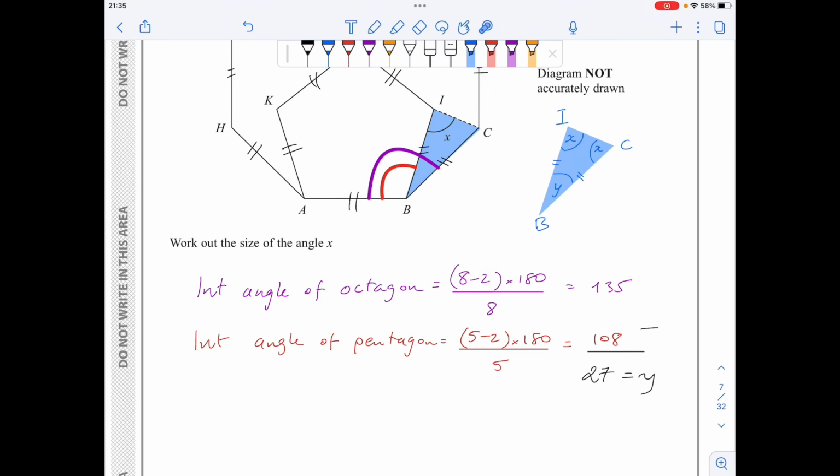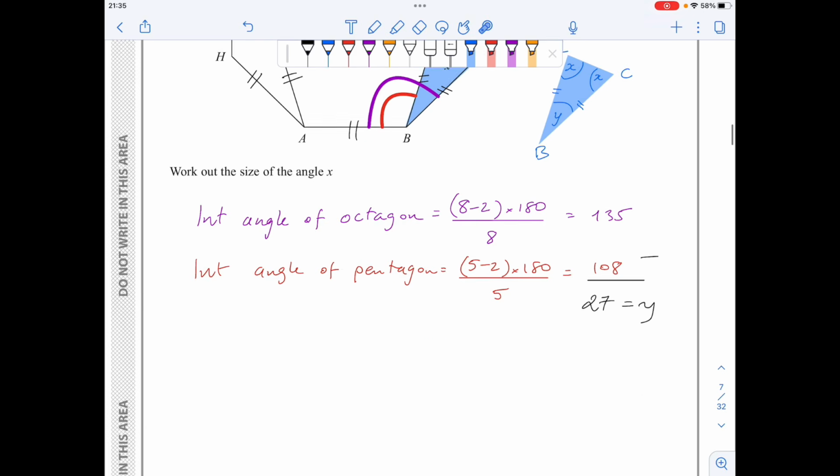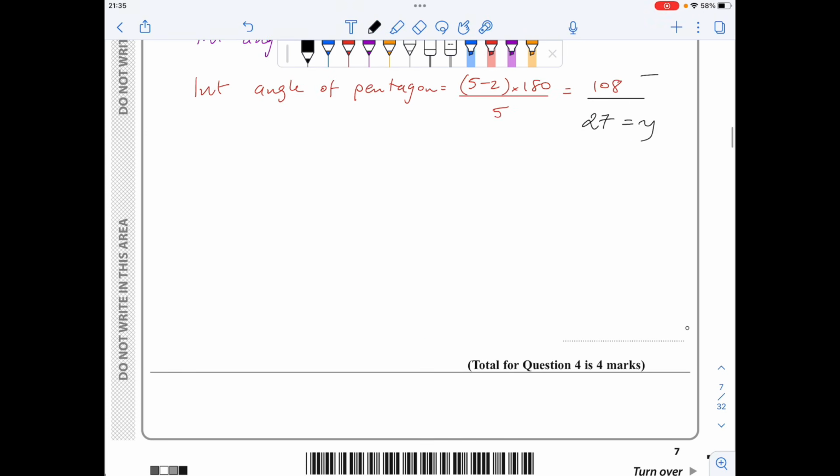So now I can use the fact that BIC is an isosceles triangle to find angle X. So 2X plus Y is 180. 2X plus 27 is 180. X comes out to be 76.5, and this is my final answer.